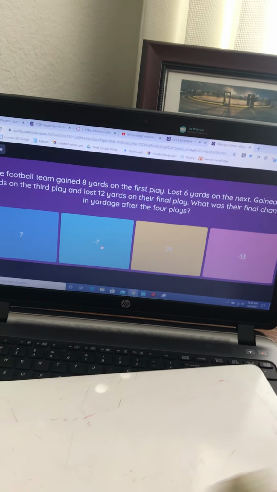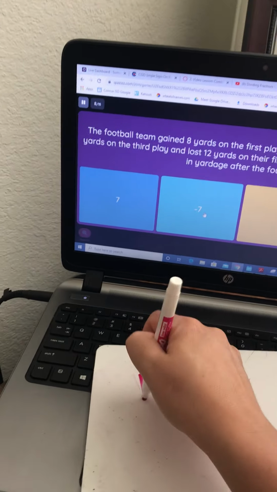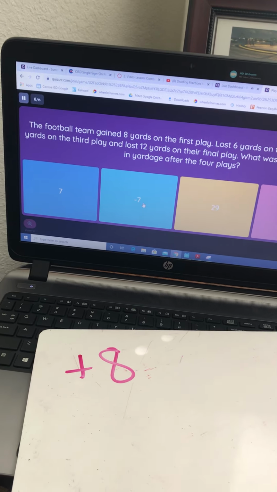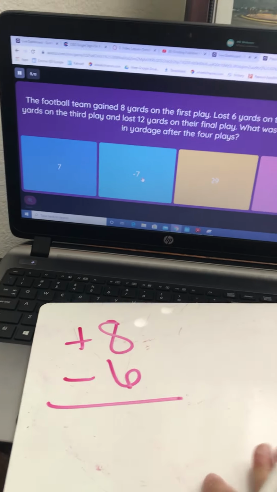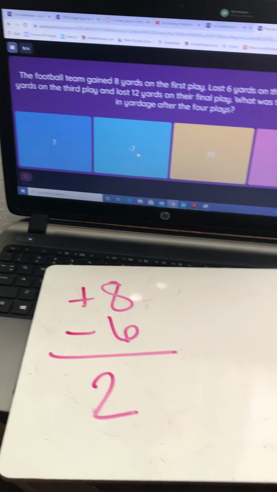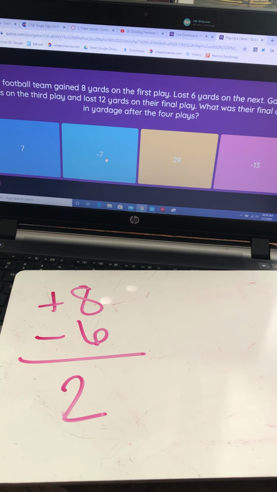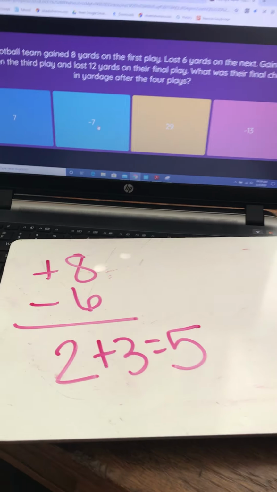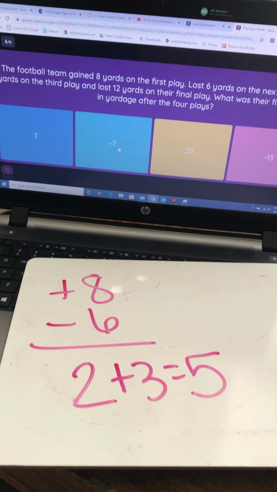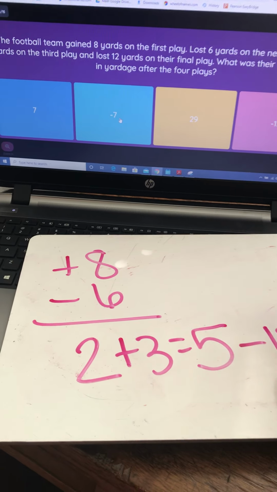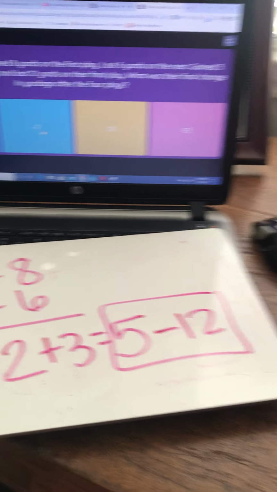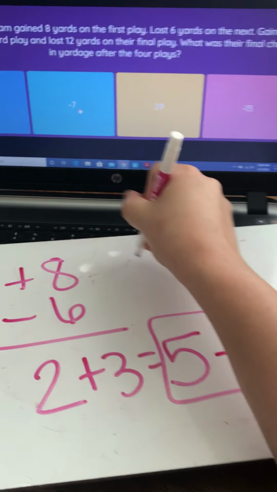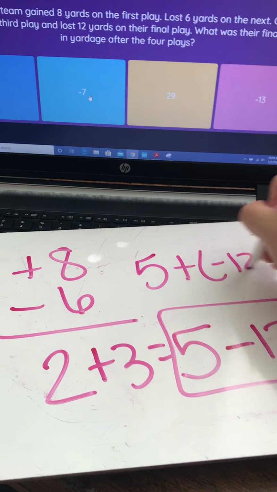Number 8, the football team gained 8 yards on the first play, so it's a positive 8. Lost 6 on the next. That would leave us with still a positive 2 yards. They gained 3 yards on the third play. Well, that's great. That gives us 5 yards. But then they lost 12 on their final play. So here we have 5 minus 12, or 5 plus a negative 12.